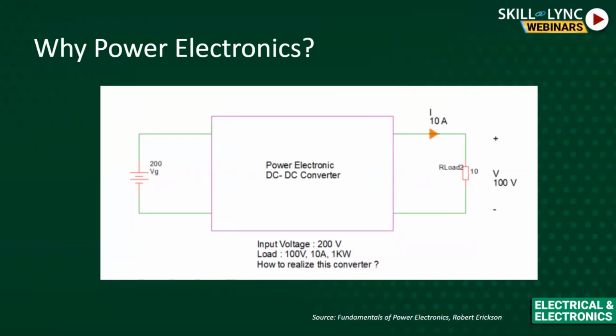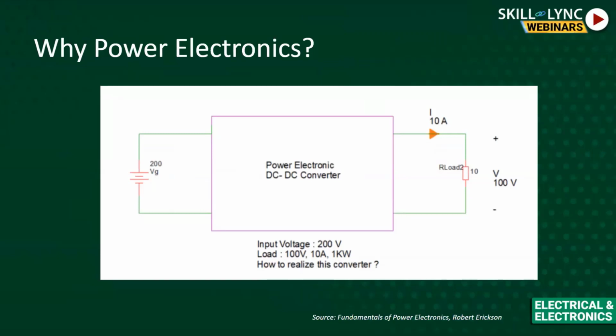See, the input here is 200 volts, and we need a 1 kilowatt output. For example, I need a 100 volt load and 10 ampere output for this load. So how do you realize this power converter or circuit? It's pretty simple. Suppose I need a 10 ampere load current. One way to look at it is to use a simple resistor here.